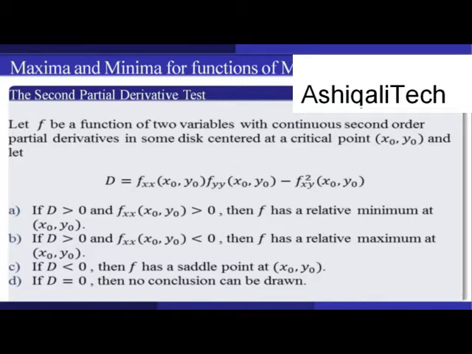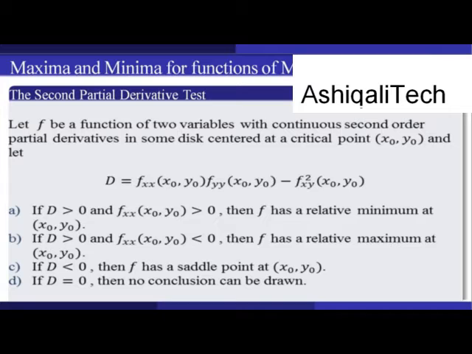Let f be a function of two variables with continuous second order partial derivatives in some disk centered at the critical point (x0, y0), and let D be equal to the second order partial derivative with respect to x, that is f_xx, multiplied by the second partial derivative with respect to y, that is f_yy, minus the mixed second partial derivative, f_xy, squared. Now we have the following four cases for the second partial derivative test.